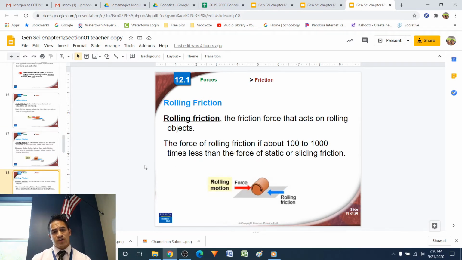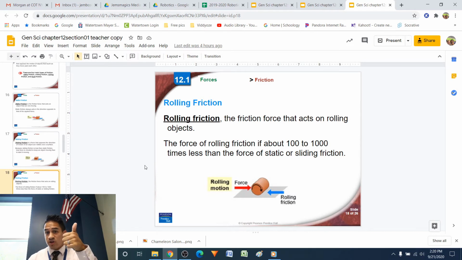From here, then we have rolling friction. Now, rolling friction, as it sounds, is the friction of rolling objects, right? Rolling friction is much, much, much weaker than static and sliding friction. It can be about 100 to 1,000 times less the force of static and sliding friction. And this is primarily the reason why we put really heavy objects on wheels, right?